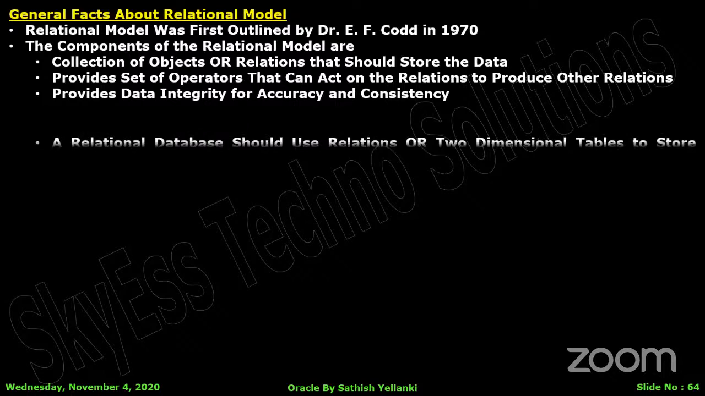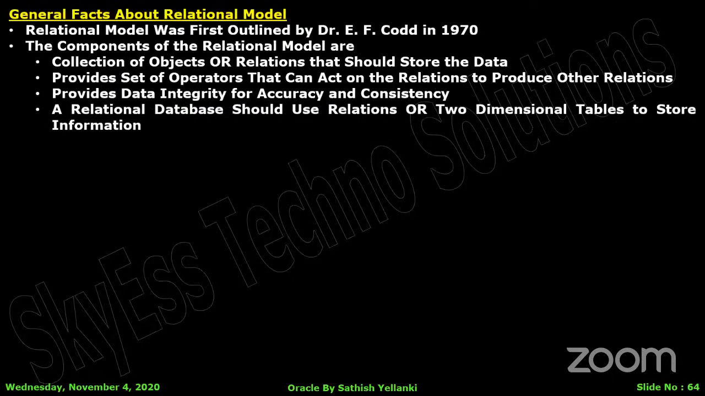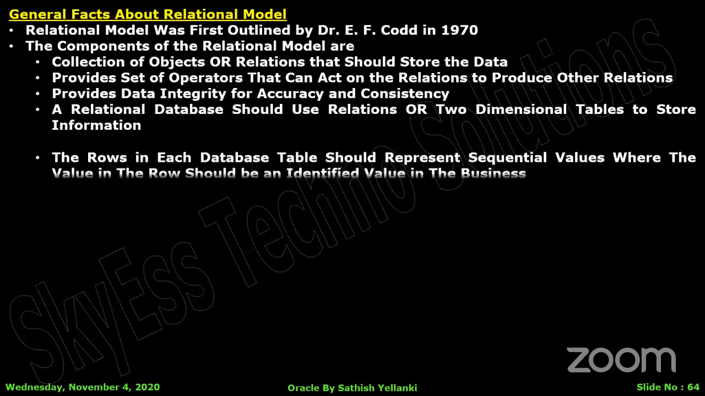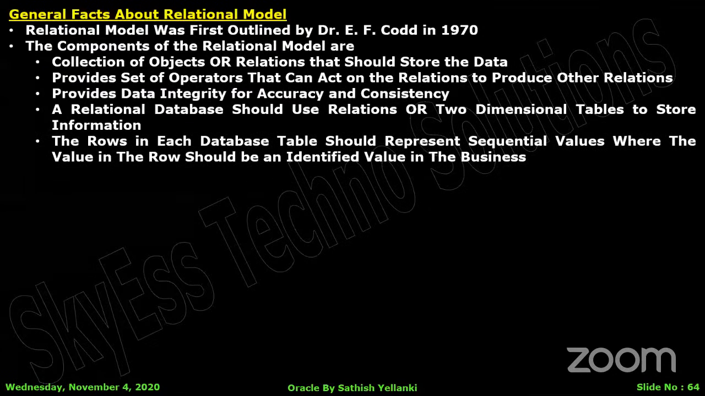Any relational database will be storing the data, and should always use relations or two-dimensional tables to store information. Your total data is in a two-dimensional state object called tables, in the form of rows and columns. Now, the rows in each database table should represent sequential values, where the value in the row should be an identified value in the business.